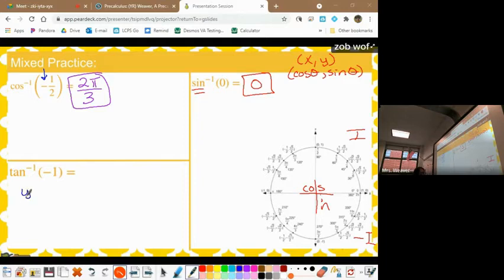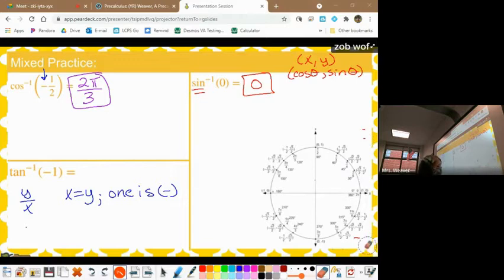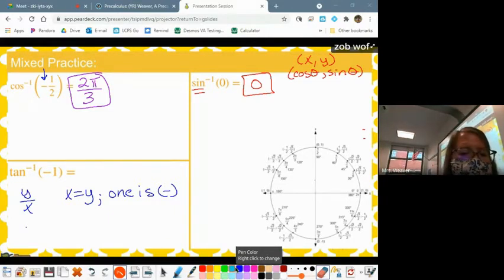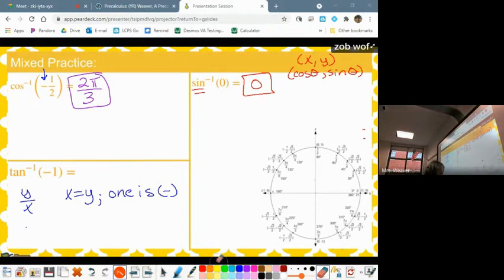So we know tangent is y over x. So if it's going to simplify to 1, x and y must be equal to each other. They must be the same, but one of them is negative. That's why it's negative. Okay. So if tan inverse is negative, if the angle whose tangent is -1, what quadrants are we looking in for tan inverse if it's negative? Can you help me finish this one? Megan, what quadrants are we in if tan inverse is negative?